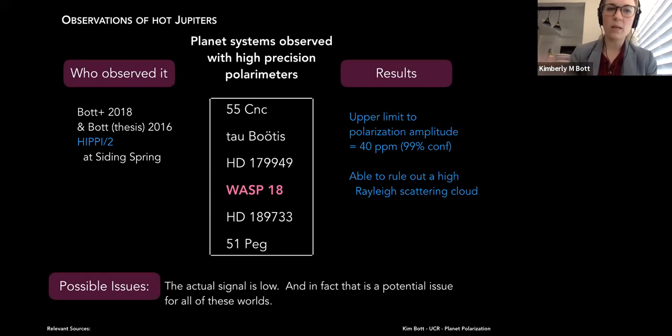Next, we have WASP-18, observed by the Australian group. For this, we got quite a bit of data fairly early on in our campaign. So we were able to produce an upper limit to the polarization and the albedo. And from this, we were able to do a little bit of science. So that was kind of satisfying. We were able to rule out certain cloud scenarios. So we could rule out a high scattering, Rayleigh scattering haze in the atmosphere, at least, just from the upper limit that we were able to produce.